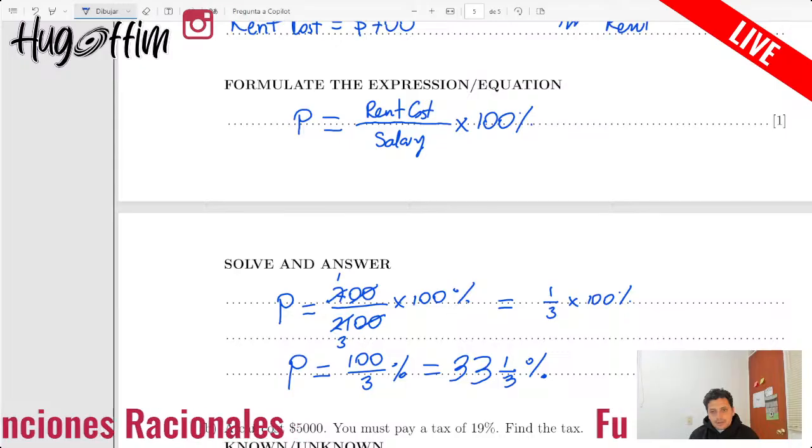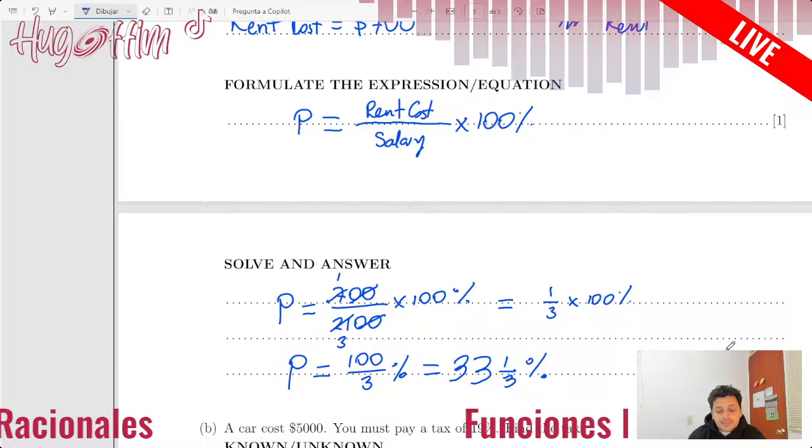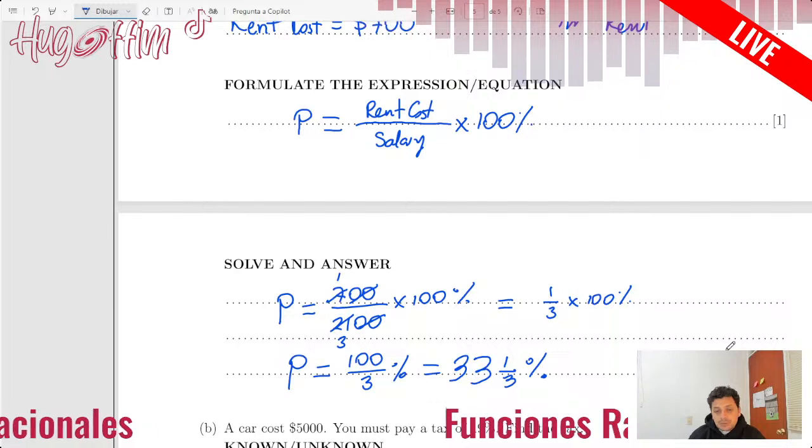In any case you want it. You decide the best option. I can put it 100/3% or 33 and 1/3%. This is the best option for you. You choose which one is the best option to work out each problem.